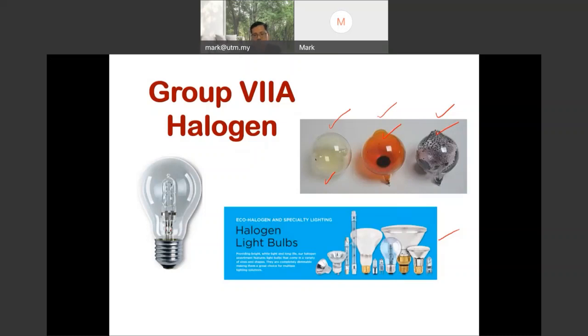That's why you see sometimes your light bulb will turn black. It's because of the tungsten filament that has been vaporized and deposited on the inner layer.